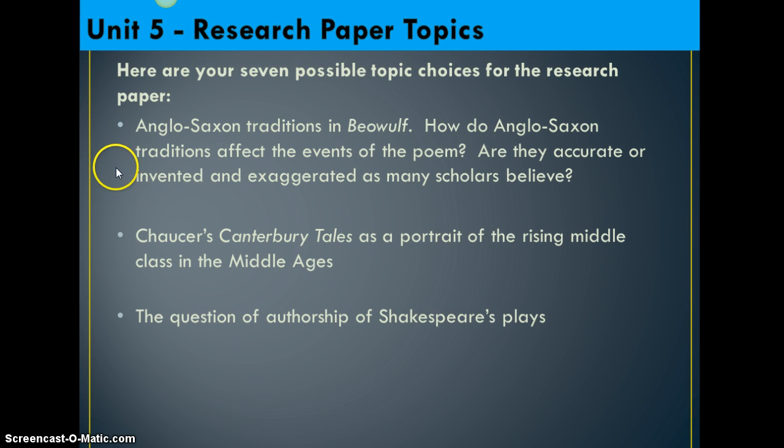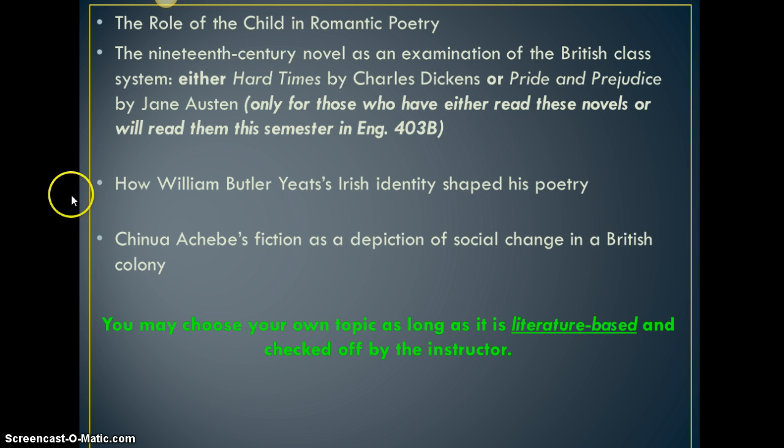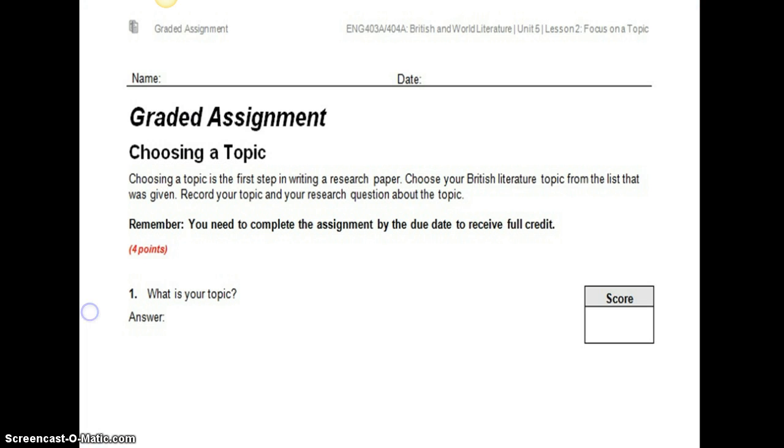I'm not going to go through these again. I don't want to waste your time, but here is just a review of the 7 topics that I've provided for you, and then you may choose your own topic as long as it is literature-based and checked off by me. All right, so how do you do the extra credit assignment? In doc sharing or in Unit 5, Lesson 2, you'll find this assignment.